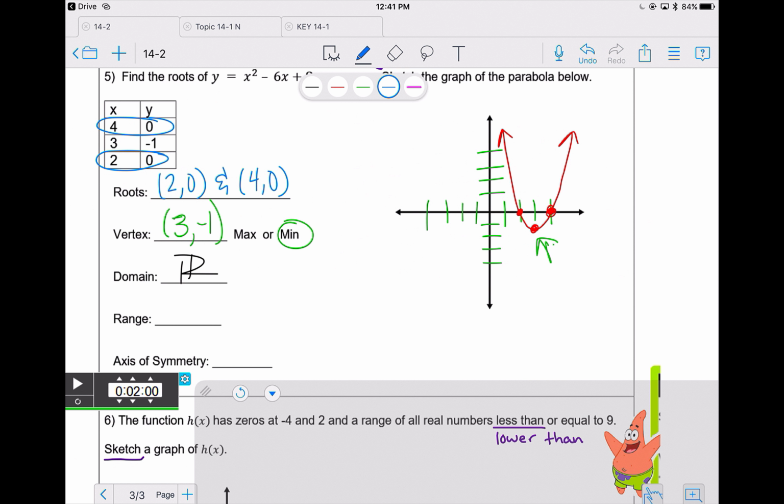Domain is always all reals. Range uses the y from your vertex. And because I have a minimum, everything else is getting bigger than. My axis of symmetry is x equals the x point from my vertex.